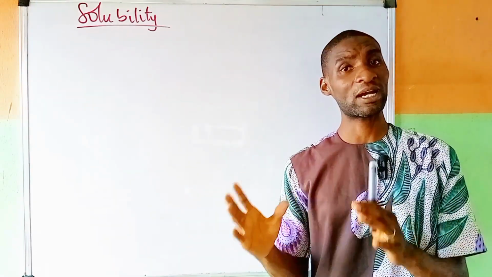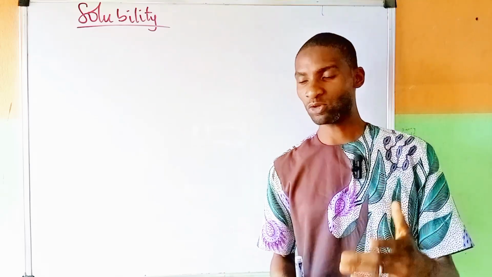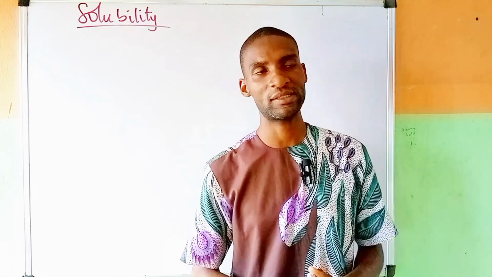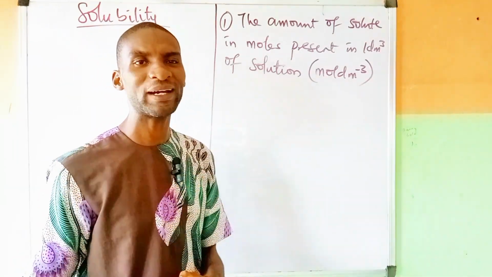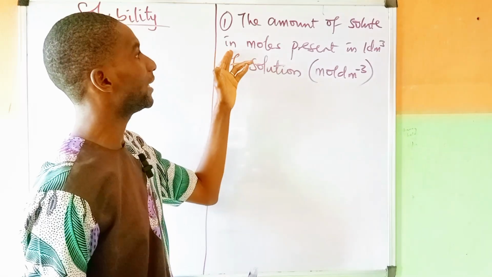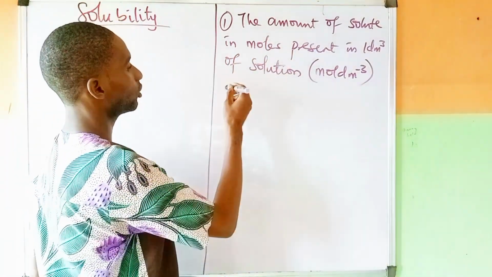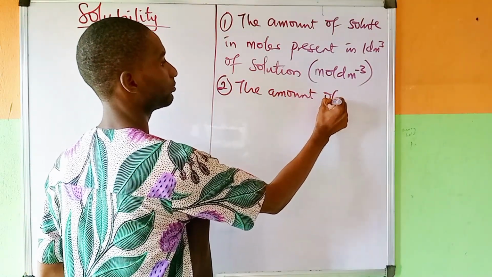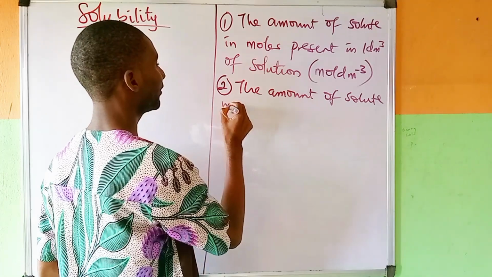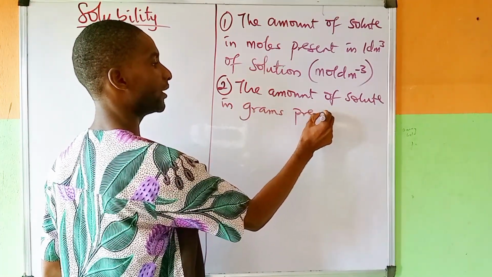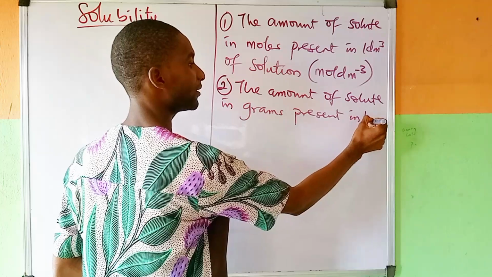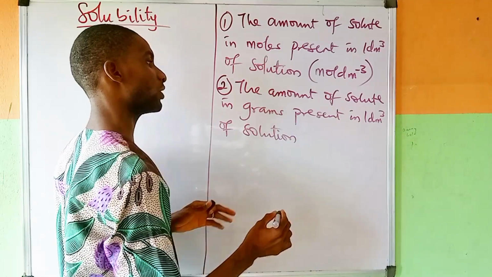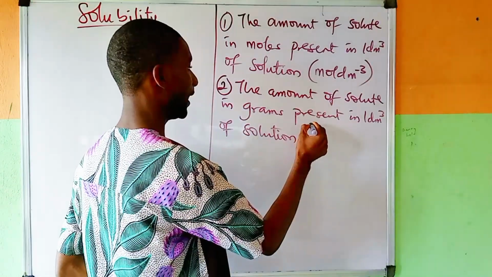But today we'll be talking about the calculation aspect of solubility, and we'll be looking at three ways by which you could answer questions on solubility. One of the ways you can define solubility is the amount of the solute in moles present in 1 dm cube of solution. Number two, the amount of solute in grams present in 1 dm cube of solution, or that will dissolve in 1 dm cube of a solvent.